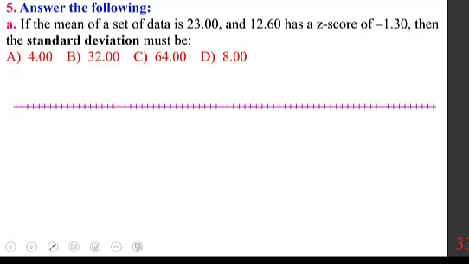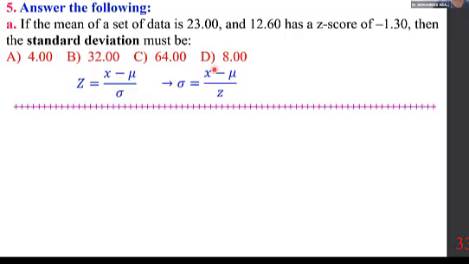If the mean of a set of data is 23.00 and 12.60 has a z-score of negative 1.30, then the standard deviation must be? Well, we need to know the formula. As you know, a formula sheet is available to you. Therefore, I hope everybody can find this in the formula sheet. Z equals x minus mu over sigma. Basically, you want to plug in. Since sigma is missing, the cross product will result in sigma being x minus mu over z.